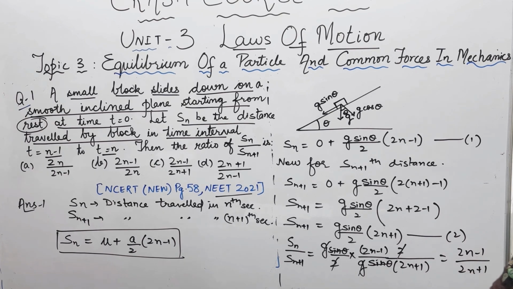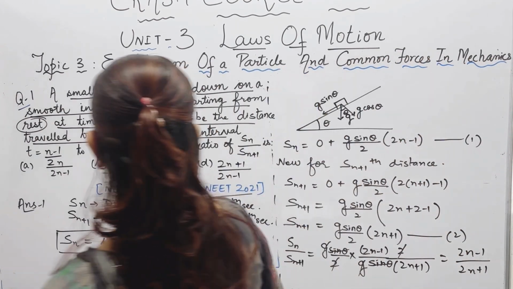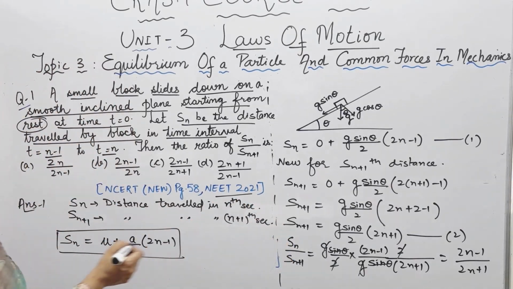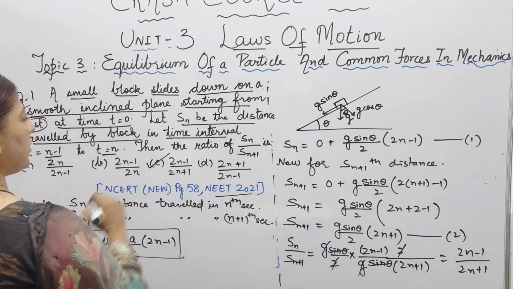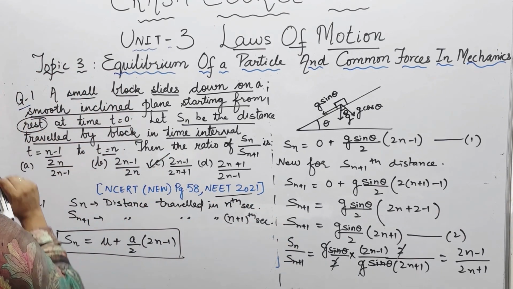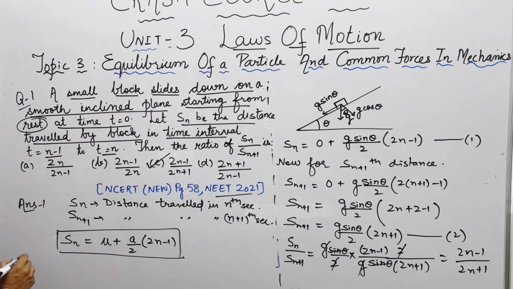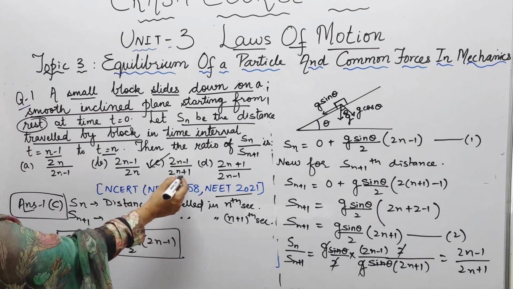So if we look at the options, our result goes with option number C. Hence, the answer for the first part is option number C, 2n minus 1 divided by 2n plus 1.